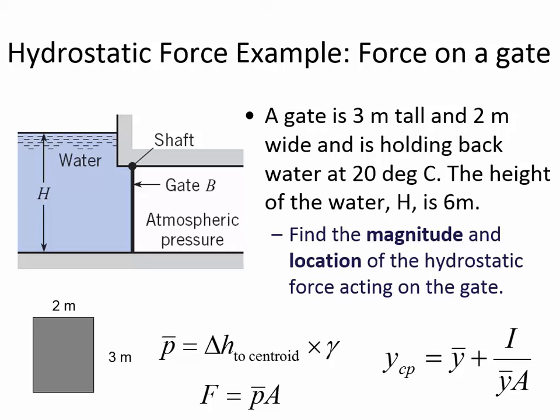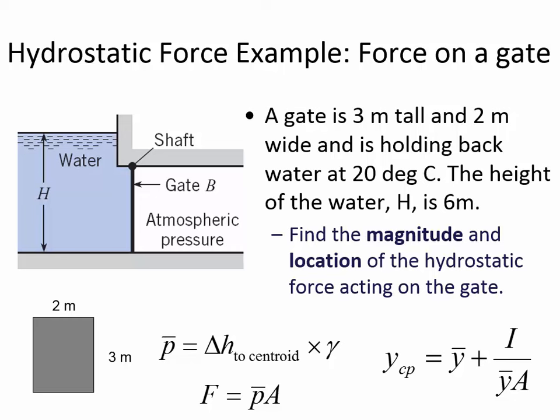Here's the one I'd like you to get started with. Okay, we have a gate. There's a hinge. So in this case, we're not going to do the moment analysis at the end. All it's asking is find the magnitude and location of a hydrostatic force acting on the gate. This one's a little bit different because the hinge is not at the water surface. It's below the water surface.